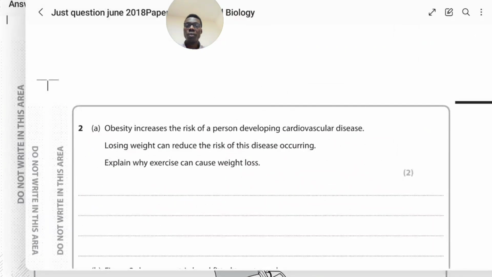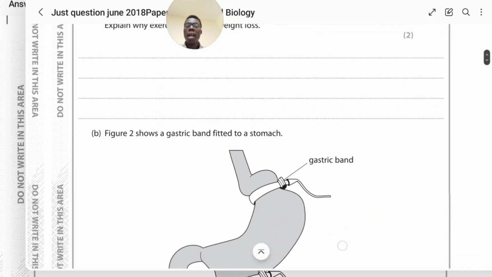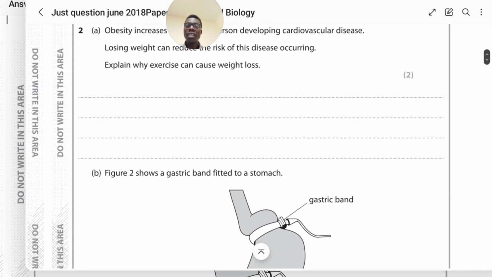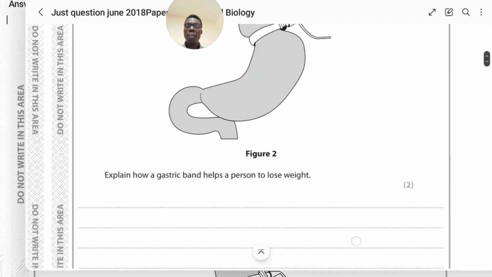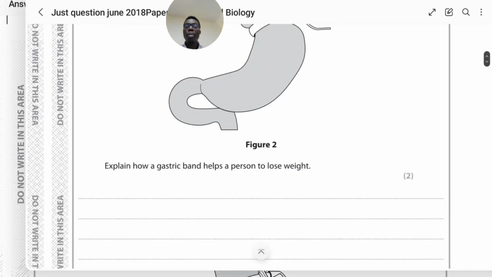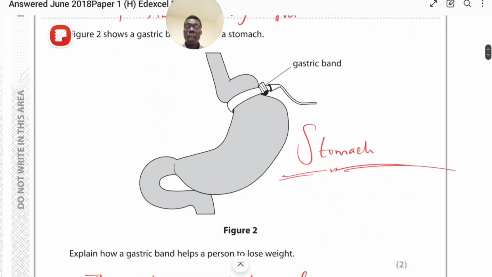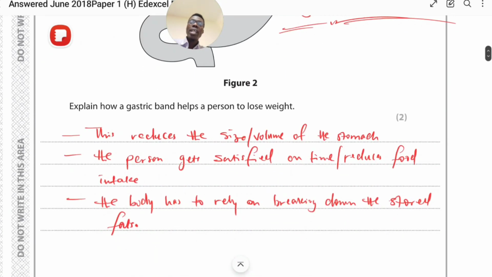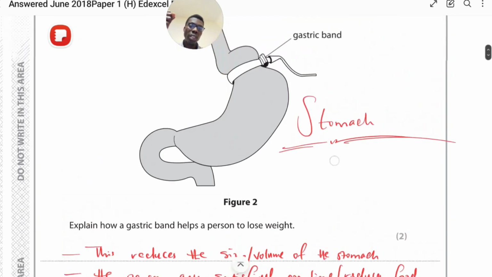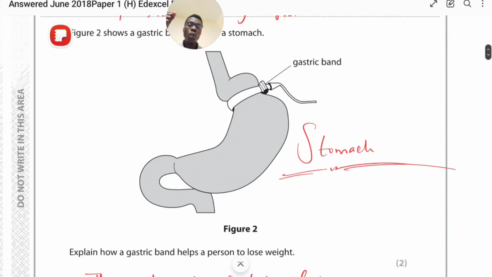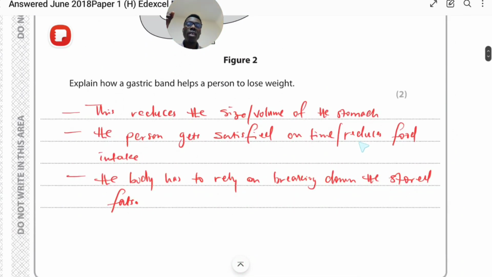All right. Next question. Figure 2 shows a gastric band fitted to a stomach. Explain how a gastric band helps a person to lose weight. Please remember to pause the video and play to see my answer. So this is the stomach, we can see that obviously. Now, how does this work? This will reduce the size or volume of the stomach. Since it has been squeezed here, the food that comes in will not be so much.